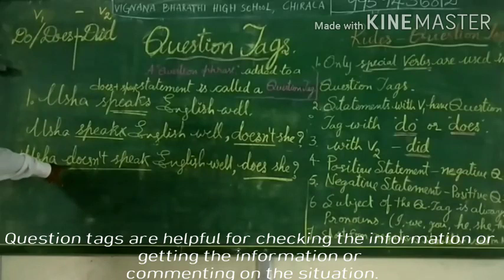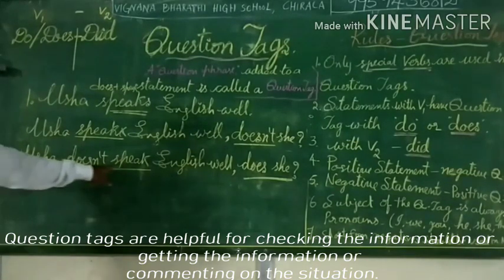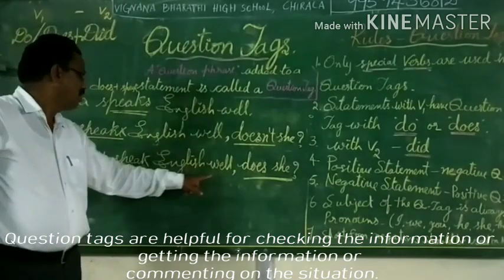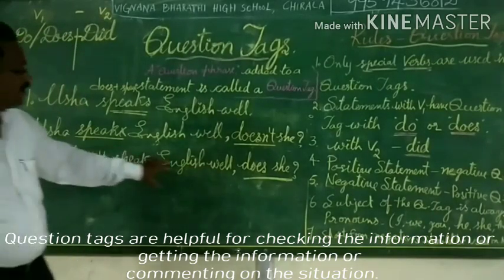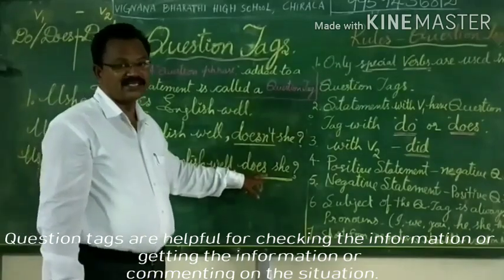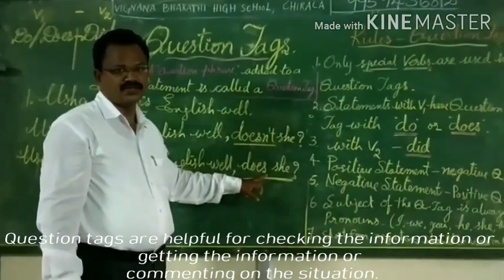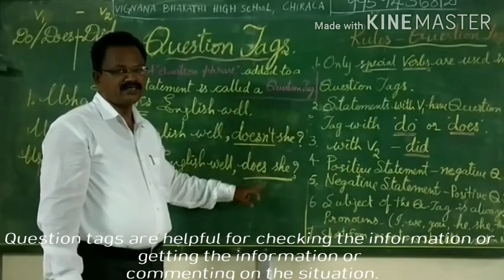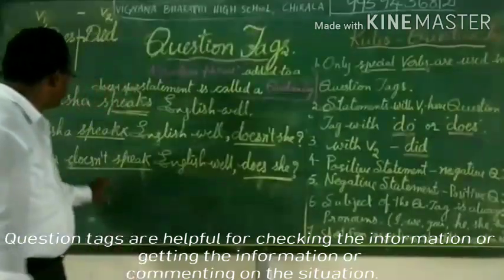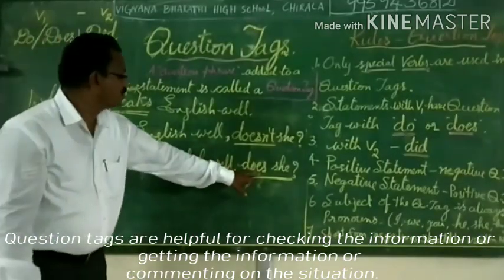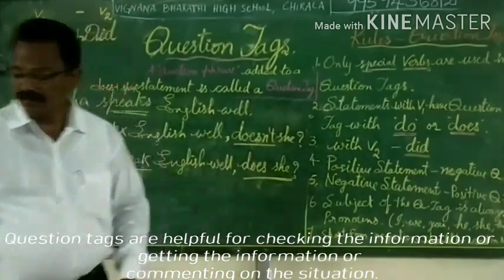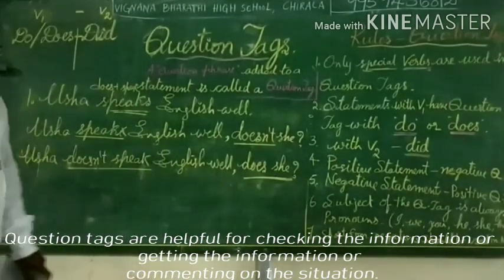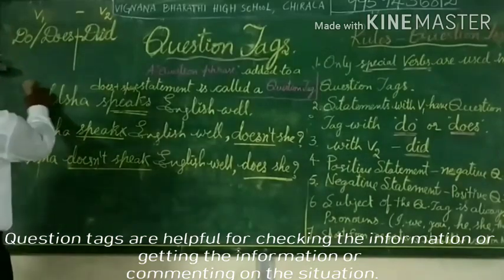Now the statement is in negative sense, that is a negative statement. Usha does not speak English well. This is a negative statement. It gets a positive question tag. Can you understand, children, like this? For a negative statement, positive question tag. For a positive statement, negative question tag. We go with some other sentence.